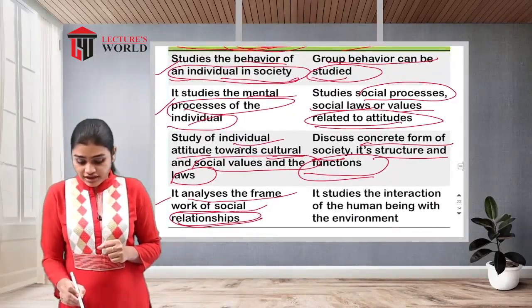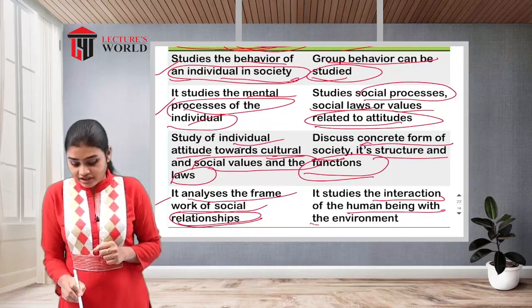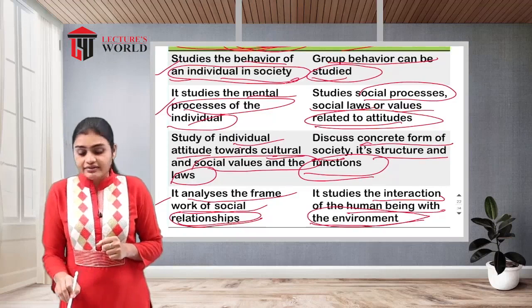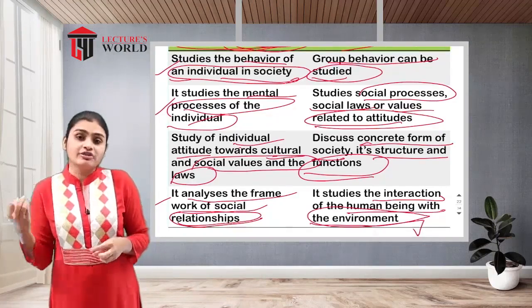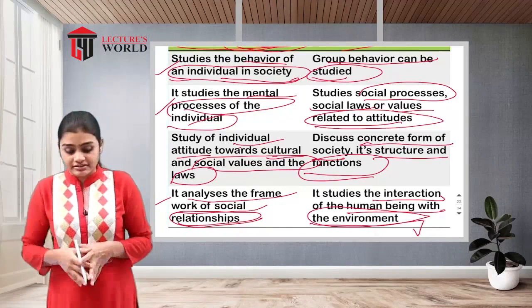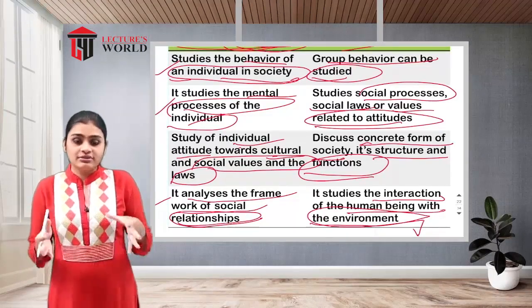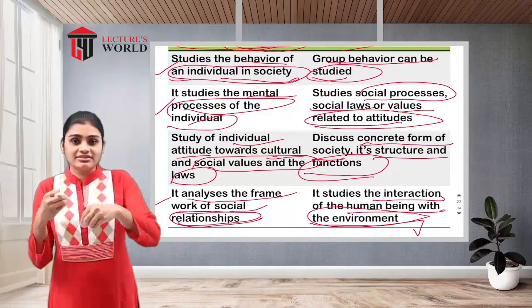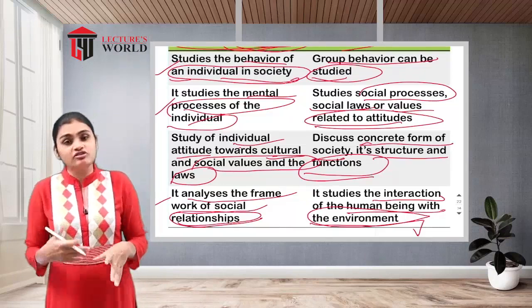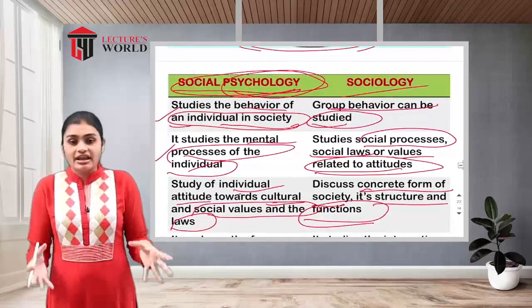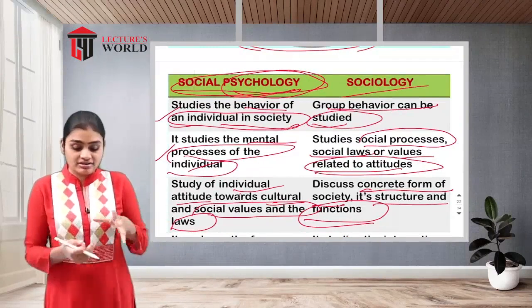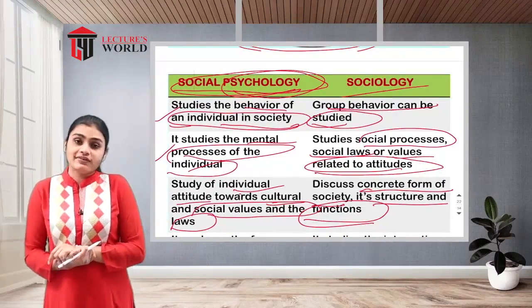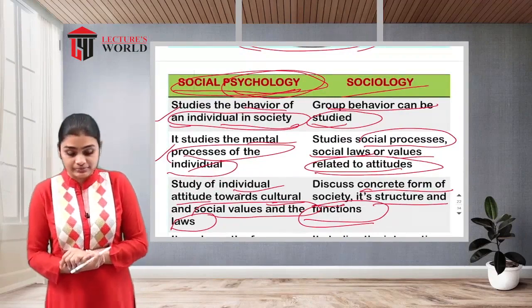And sociology studies the interaction of the human being with the environment. That means how human beings are responding to their environment. That will be studied under sociology. This is how we can differentiate these two things, and they have a relationship with each other. So sociology has a relationship with social psychology, which is another social science.